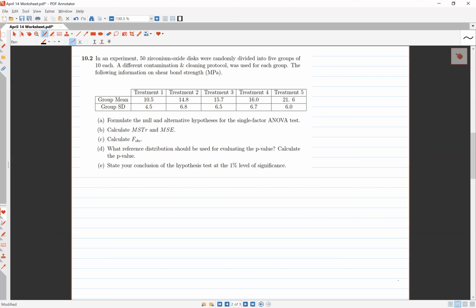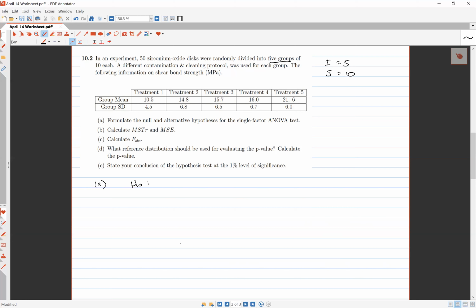So we're looking at an experiment where 50 zirconium oxide discs were randomly divided into 5 groups, 5 different treatments, each consisting of 10 observations. A different contamination and cleaning protocol was used for each group, and we measured shear bond strength associated with the different treatments. So we want to do an ANOVA to evaluate whether on average the treatments result in a different average shear bond strength.